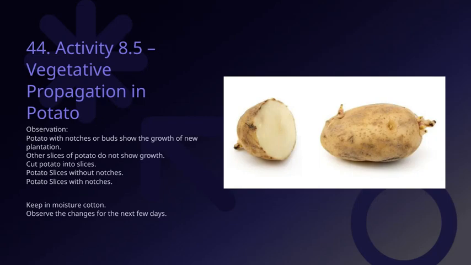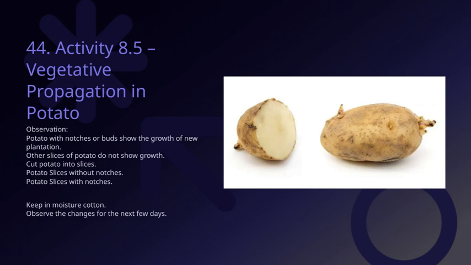Keep the moisture in the cotton to ensure the potato slices stay hydrated. Observe the changes over the next few days carefully. Now, if you look at the potato with notches or buds, you'll notice the growth of new plantlets starting to appear. However, other slices of potato that don't have notches or buds do not show any growth. This highlights an important point about vegetative propagation. Certain parts of the potato, like those with notches or buds, are capable of developing into new plants.